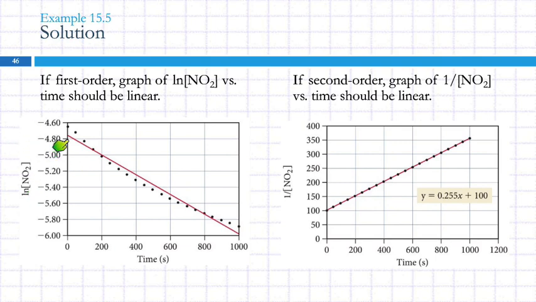So here is the first order plot. And if you're not looking too carefully, you might say, well, that's not so bad. But at the beginning, the points are above. In the middle, the points are below. And at the end, the points are above.